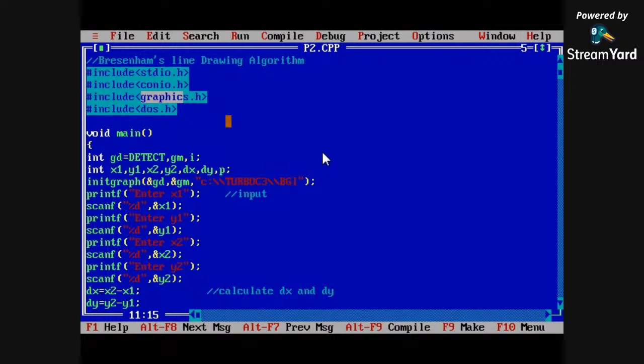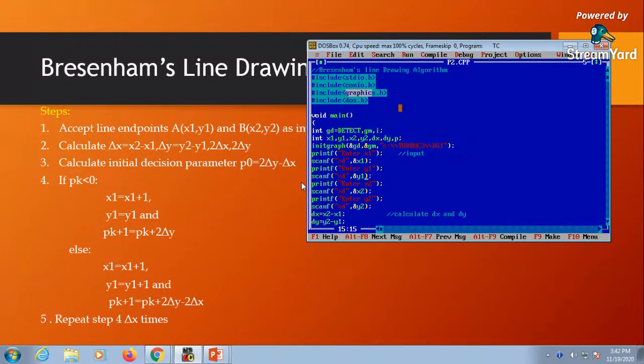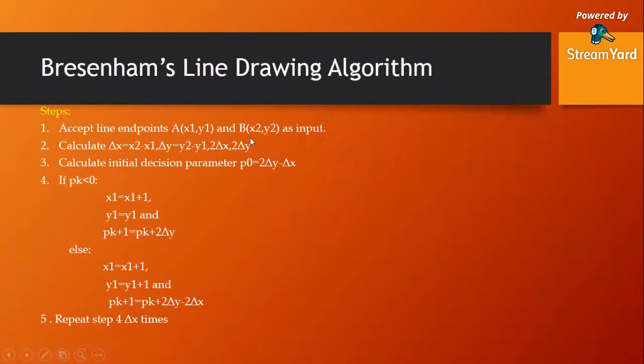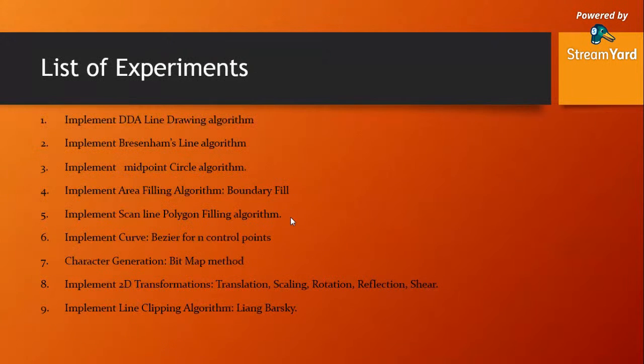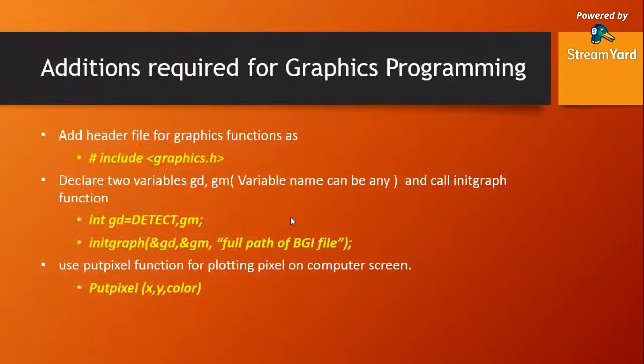Okay, so this is the Bresenham line drawing algorithm. We have completed two programs, one for the DDA algorithm, one for Bresenham's line drawing algorithm. By using the steps of DDA and Bresenham's, we have written the code in C language, and it is very simple. As per the steps, you have to write the code in C language. The only difference is you must include a few lines, that is inclusion of graphics.h, declaration of variables gd and gm, then calling the initgraph function, and finally by using the put pixel function you can write the graphics program.